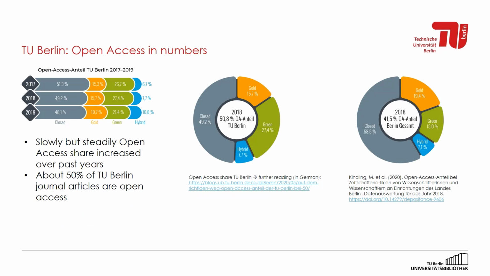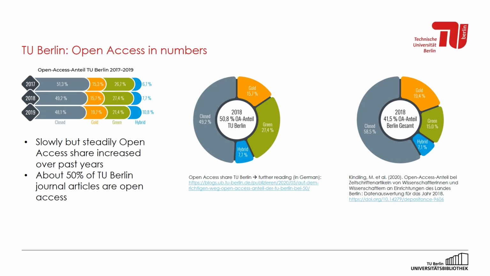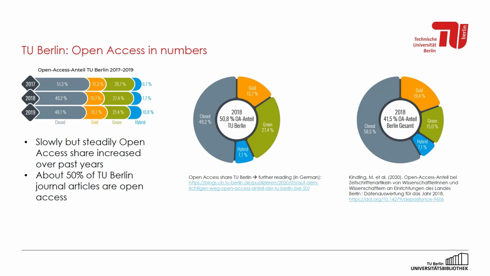To conclude, we want to have a closer look at how much of TU Berlin's research is freely available at the moment. Our own data analysis has shown a steady increase of open access articles for the past years, and we have reached about 50%. Approximately 2 out of 5 journal articles published by Berlin-based researchers in 2018 are open access. For TU Berlin, it's as much as 1 out of 2 journal articles.